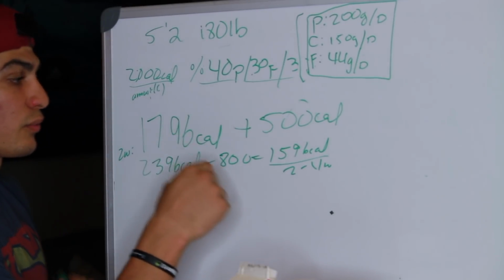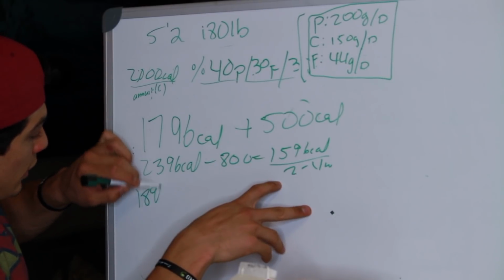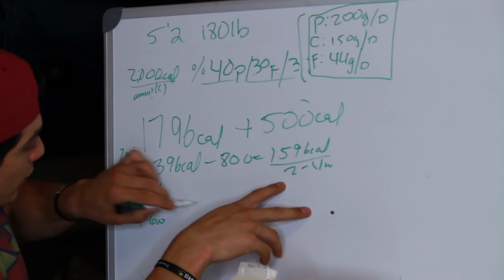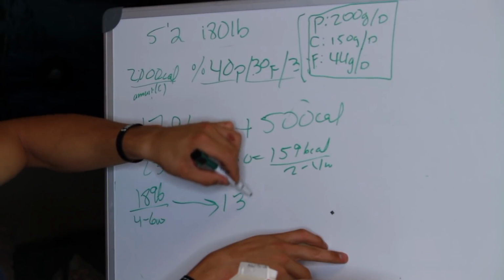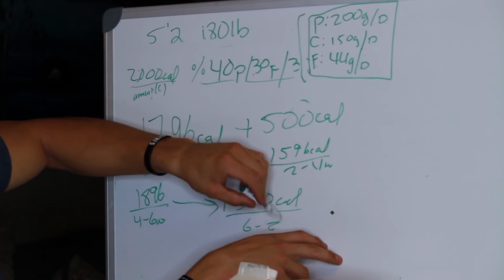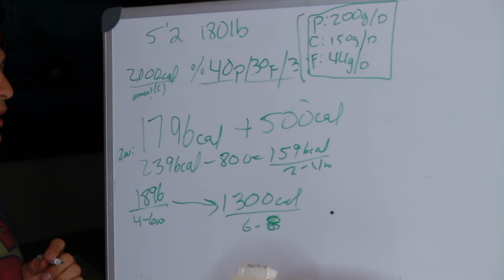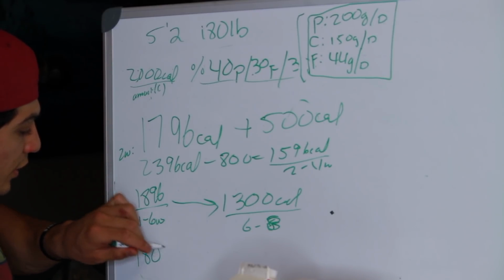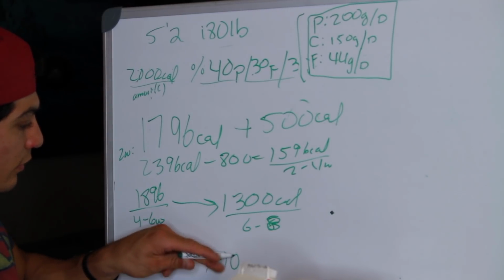And then we'll raise it 300 calories, 1896 for 4 to 6 weeks, and then we'll decrease it back down to, let's say, 1300. Let's get crazy here. 6 to 8 weeks. And then back up to 1800 calories for 8 to 10 weeks.